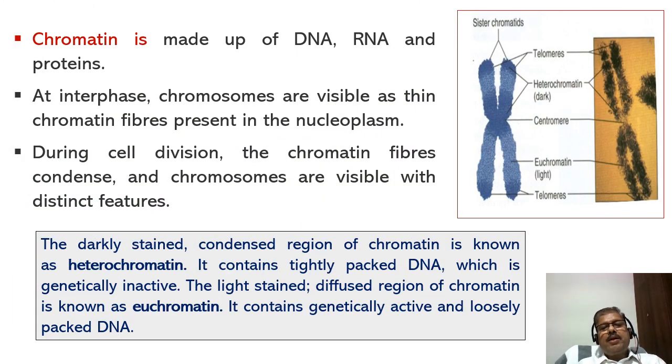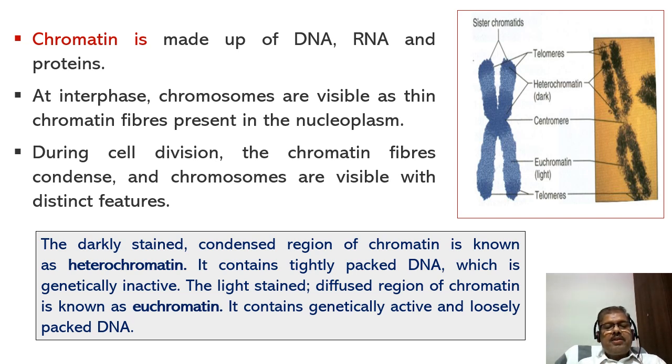Chromatin is made up of DNA, RNA, and proteins. At interphase, chromosomes are visible as thin chromatin fibers present in the nucleoplasm. During cell division, the chromatin fibers condense and chromosomes are visible with distinct features. The darkly stained condensed region of chromatin is known as heterochromatin, as you can see in this picture.